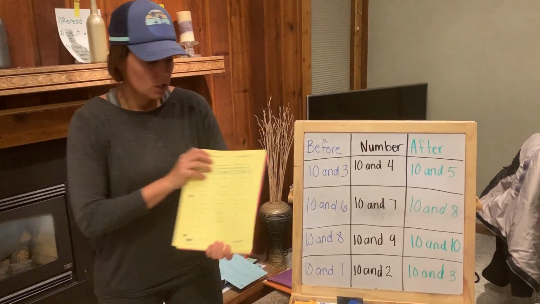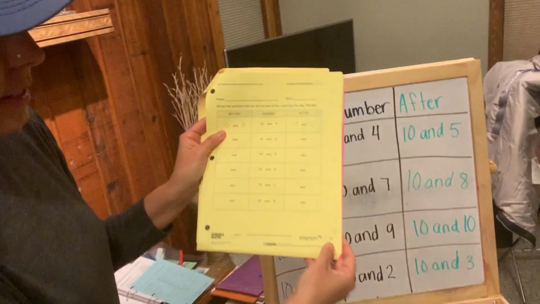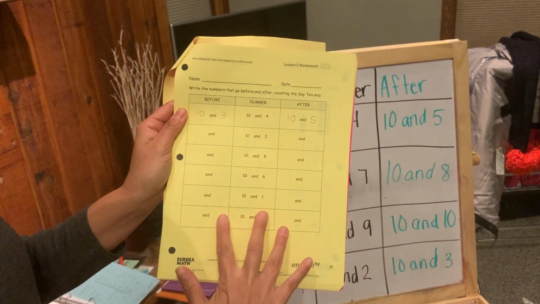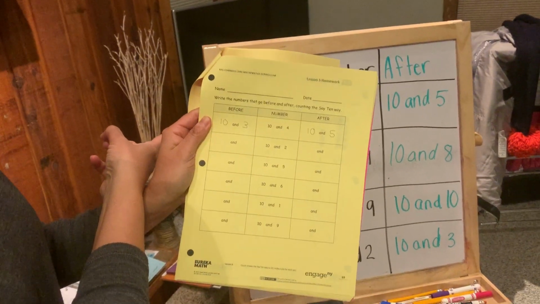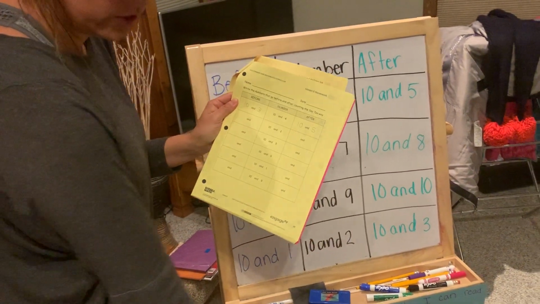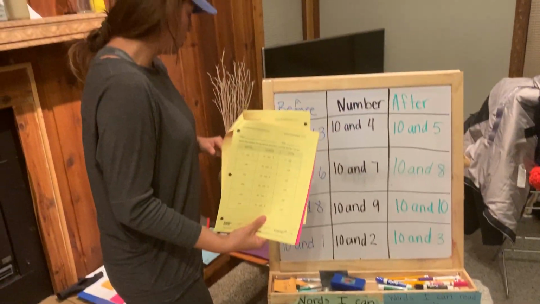All right, friends, today what you guys are going to do is in your packet, the stapled packet, you are going to go to lesson 5 homework, and it's on page 69. And you are going to complete the chart just like my example up here. So again, if you need to use your objects or your materials, go ahead and pull them out and use them as your visual for this.